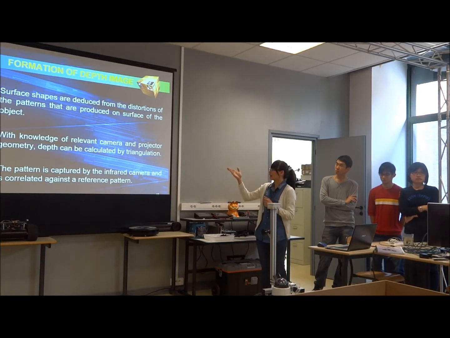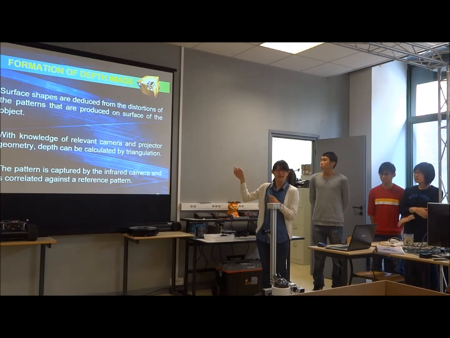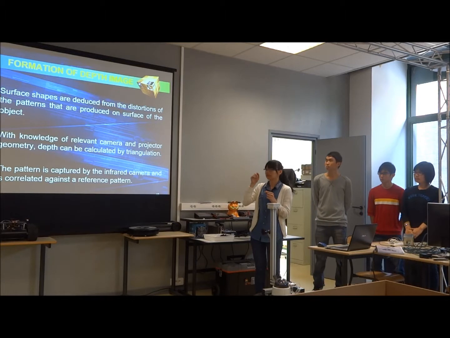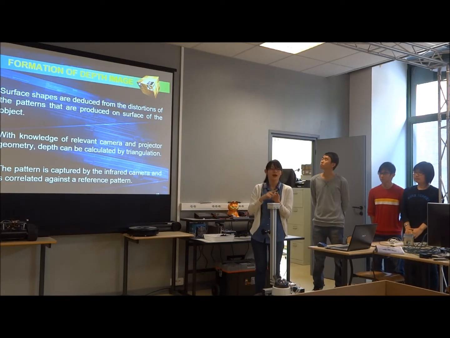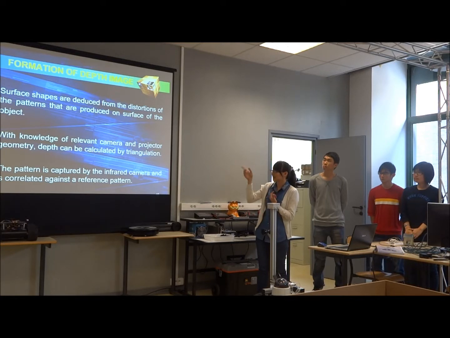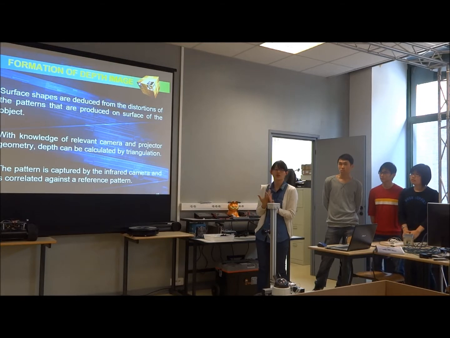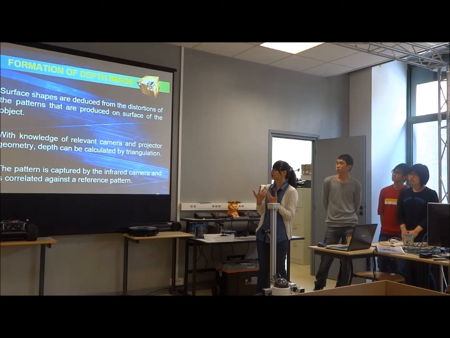So with the camera and the projector, the IR projector is using infrared light. The projector will project the infrared light onto the object and form the speckle pattern, and the camera is used to record the patterns. So with this combination of the camera and the projector, the depth can be calculated by the triangulation method. Later I will talk about the triangulation.